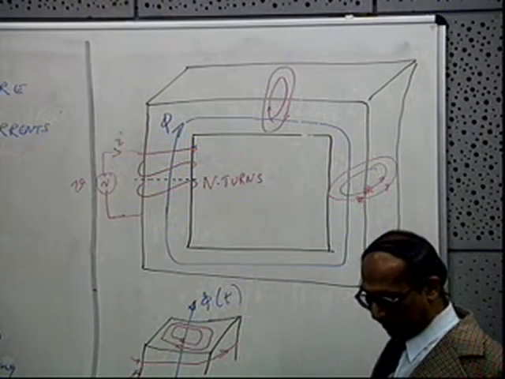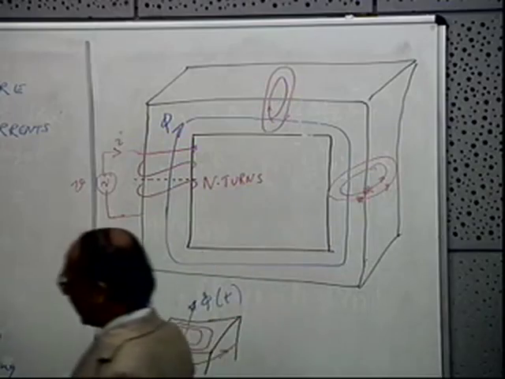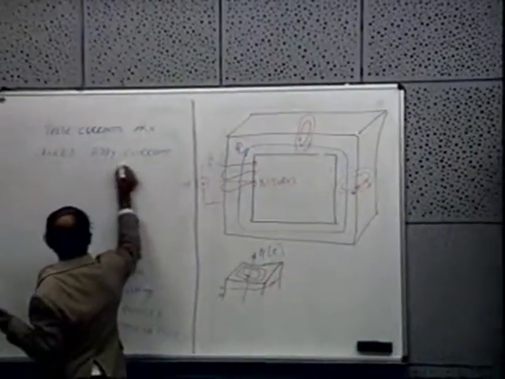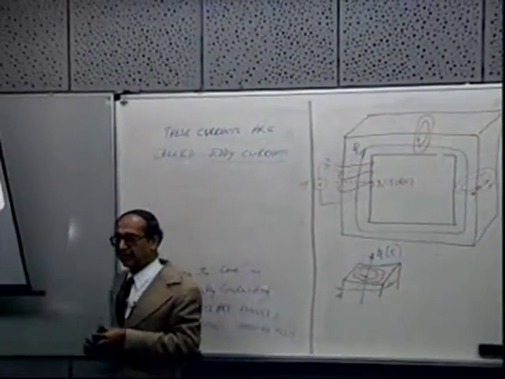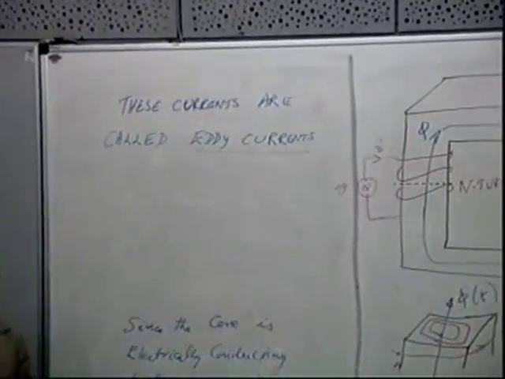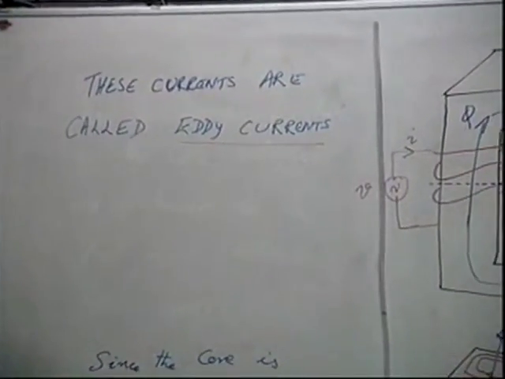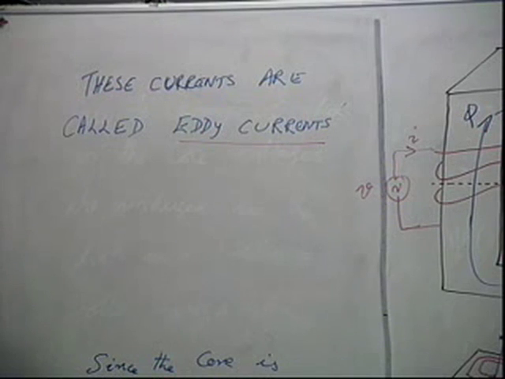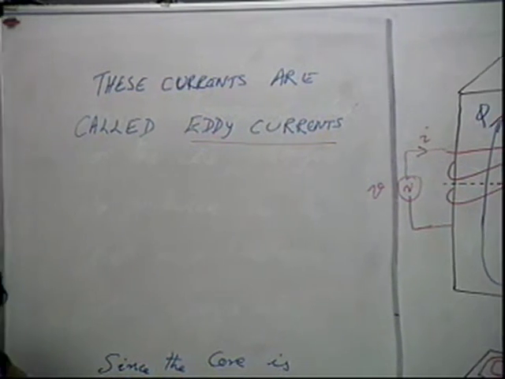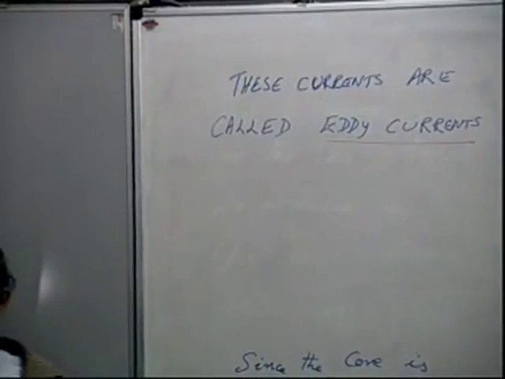Now these currents obviously are decided by the voltage induced because of the flux, and the currents are induced because of the conductivity of the core material. And these currents, what will be their impact?